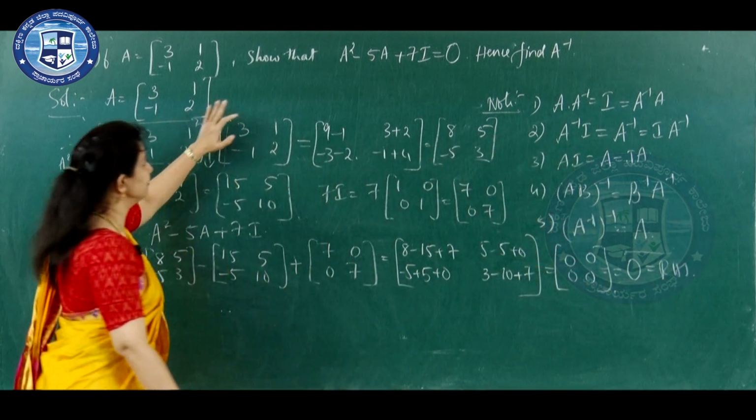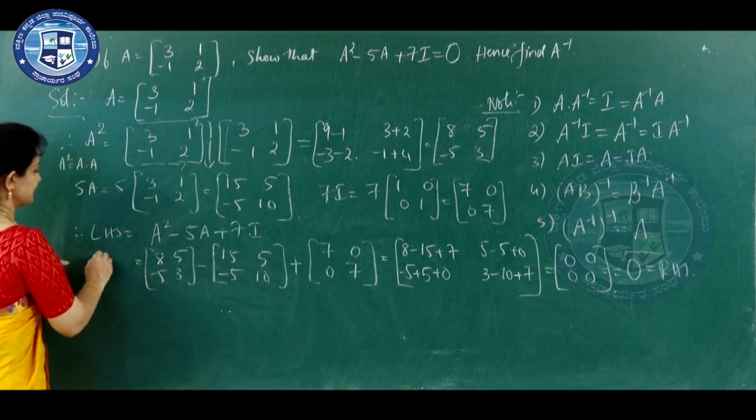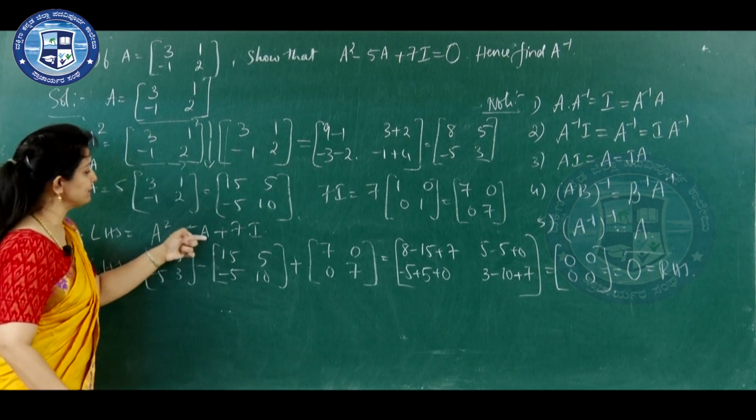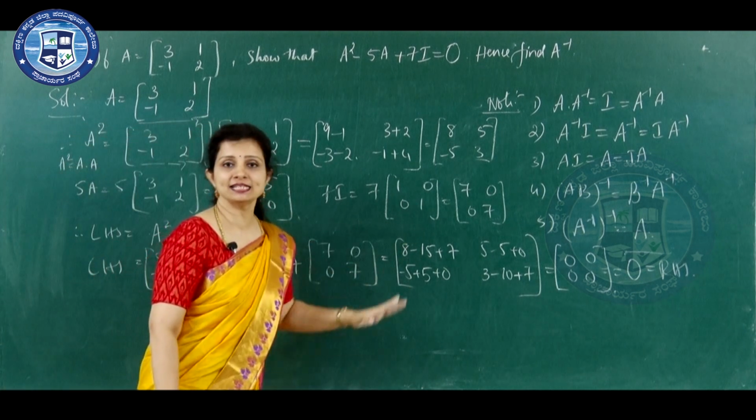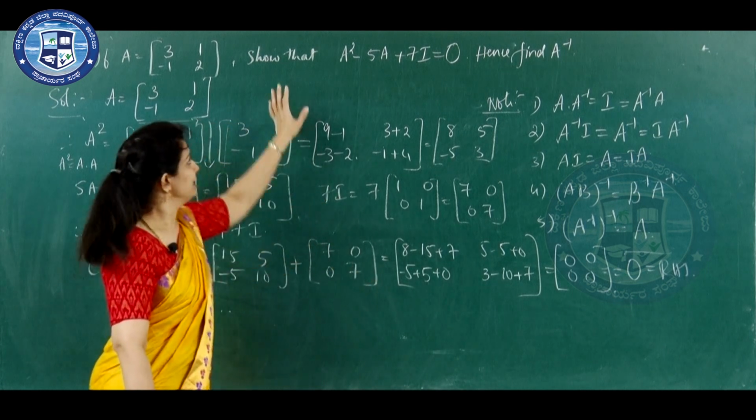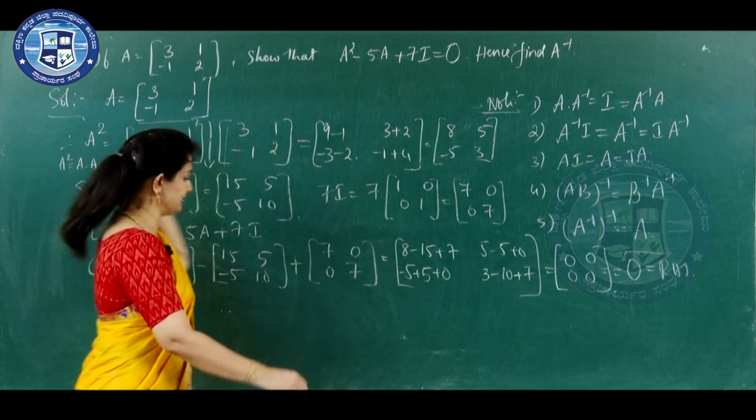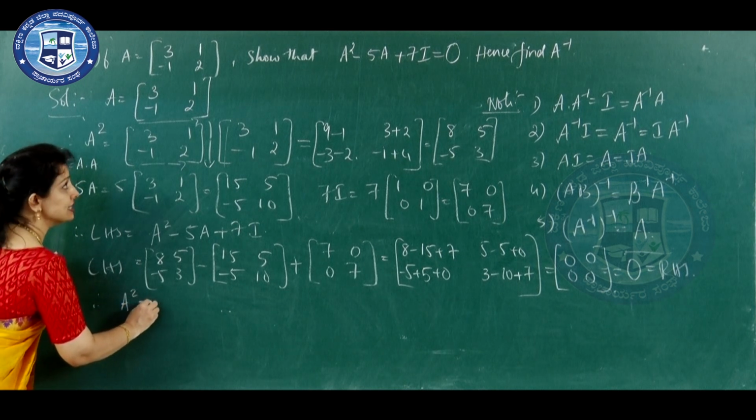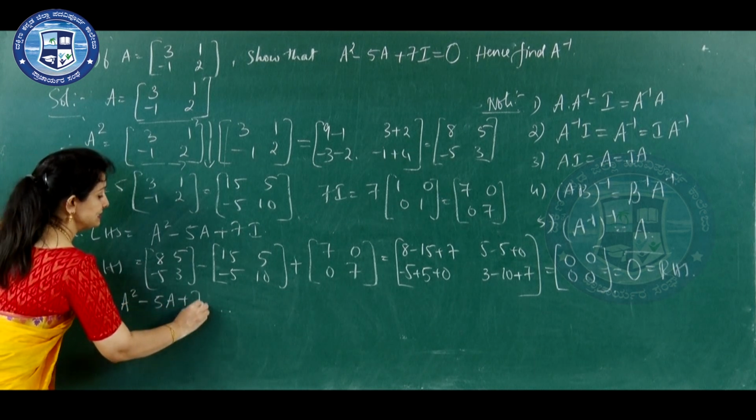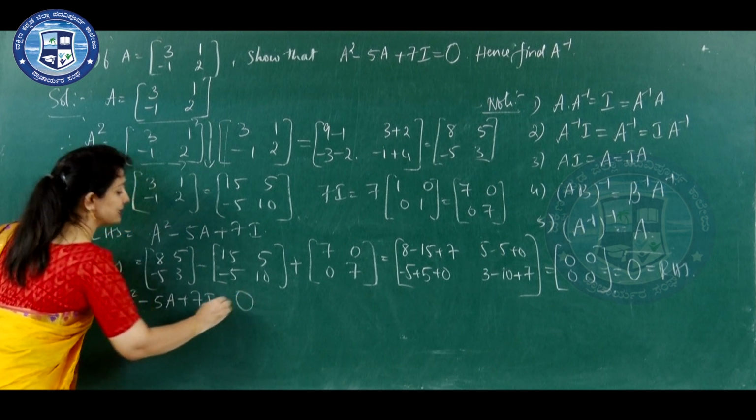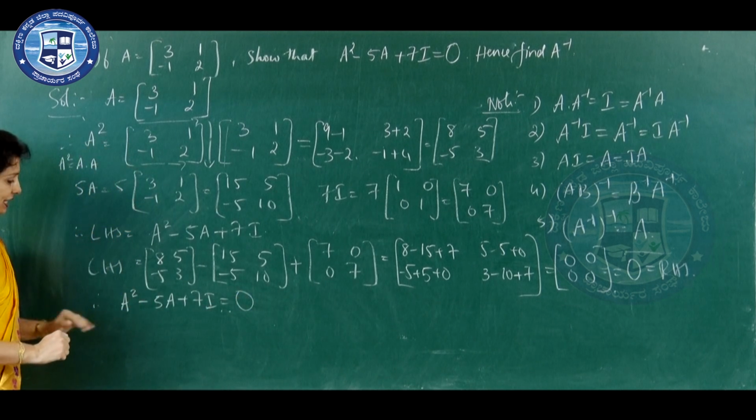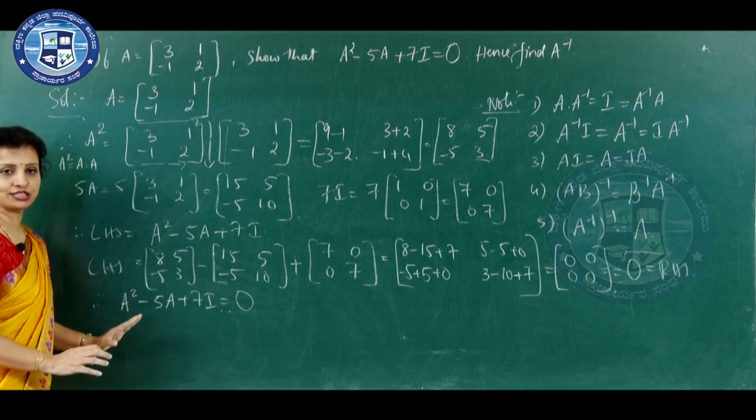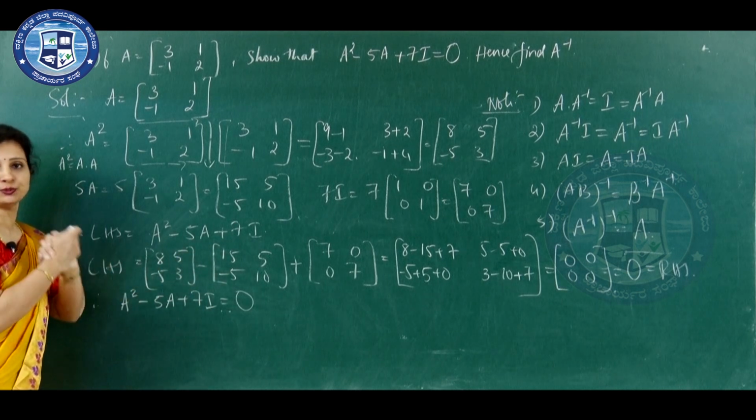Here we considered the LHS, which is A square minus 5A plus 7I, and we got a 0 matrix. That means we proved this equation. Hence, the equation is proved: A square minus 5A plus 7I is equal to the 0 matrix. LHS is equal to RHS, so this equation is true.